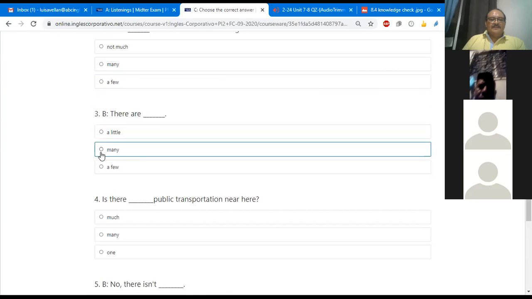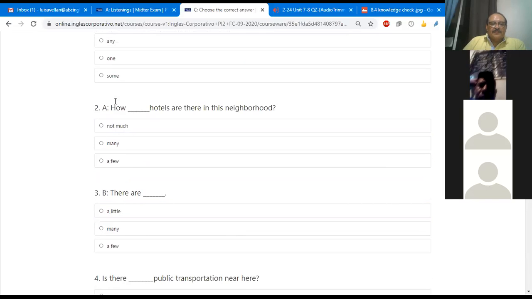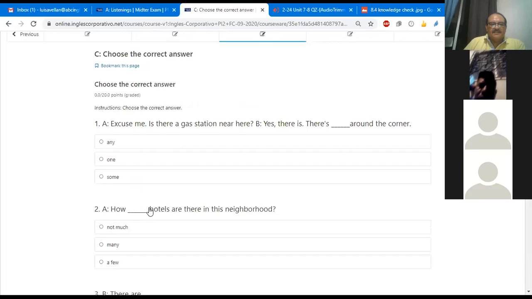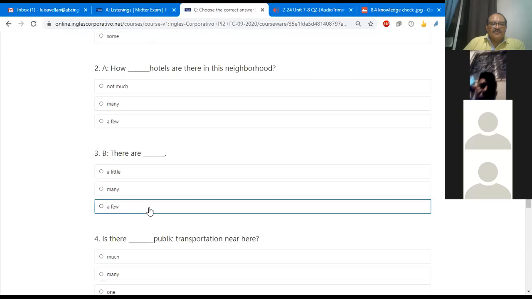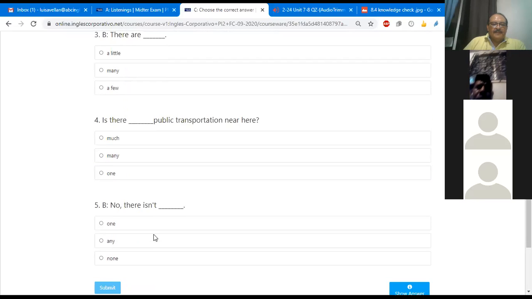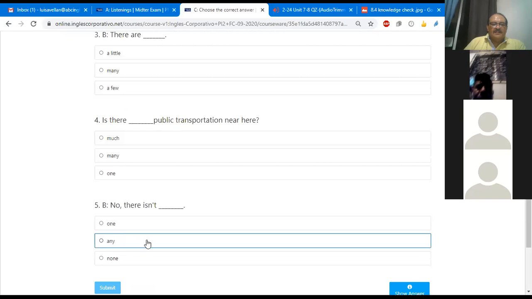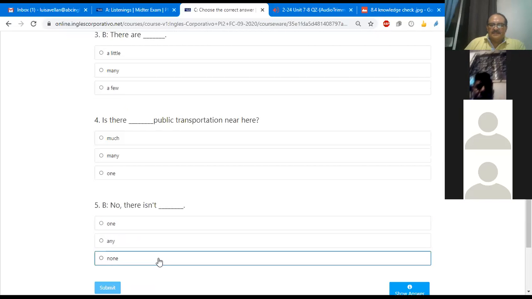There are a little, there are many, or there are, for example, this is the number 3 is the answer for the letter A. It's como la continuation, right? Okay, continuation, 2 and 3. 4, is there much? Is there many? Or is there one public transportation? The answer, no, there isn't one, no, there isn't any, or no, there isn't none.